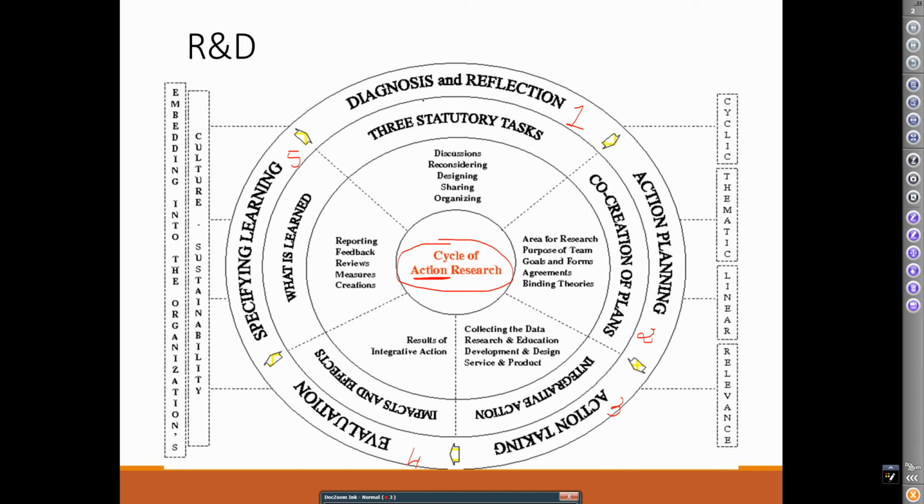So here in the diagnosis and reflection we have 3 stationary tasks, and inside what actually we do, we arrange discussions. What is the problem? For example, what kind of discussion we may arrange here? What is the problem exactly? How can we solve this problem? What kind of materials do we need? What kind of technologies are we going to use, and other things? That's why we also have here the reconsidering, designing, so the project design will be here during the first step.